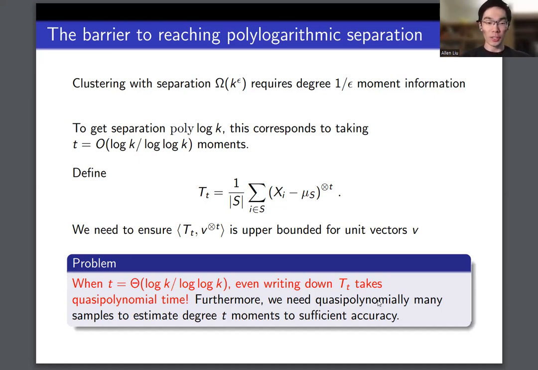So this is the key barrier that we need to break. Previous algorithms really need to access this logarithmic degree information, and they need quasi-polynomial runtime to write down these tensors and quasi-polynomial sample complexity to estimate them.